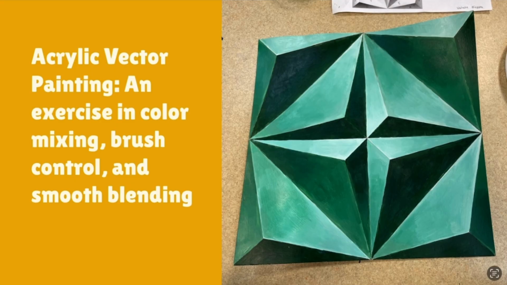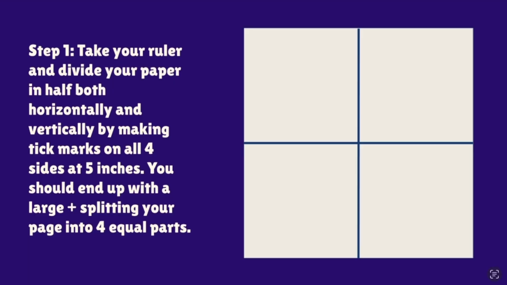Here's an exercise. Annie will explain it. Acrylic vector painting, an exercise in color mixing, brush control, and smooth blending. Here are our steps. Step 1. Take your ruler and divide your paper in half both horizontally and vertically by making tick marks on all four sides at 5 inches. You should end up with a large cross splitting your page into 4 equal parts.